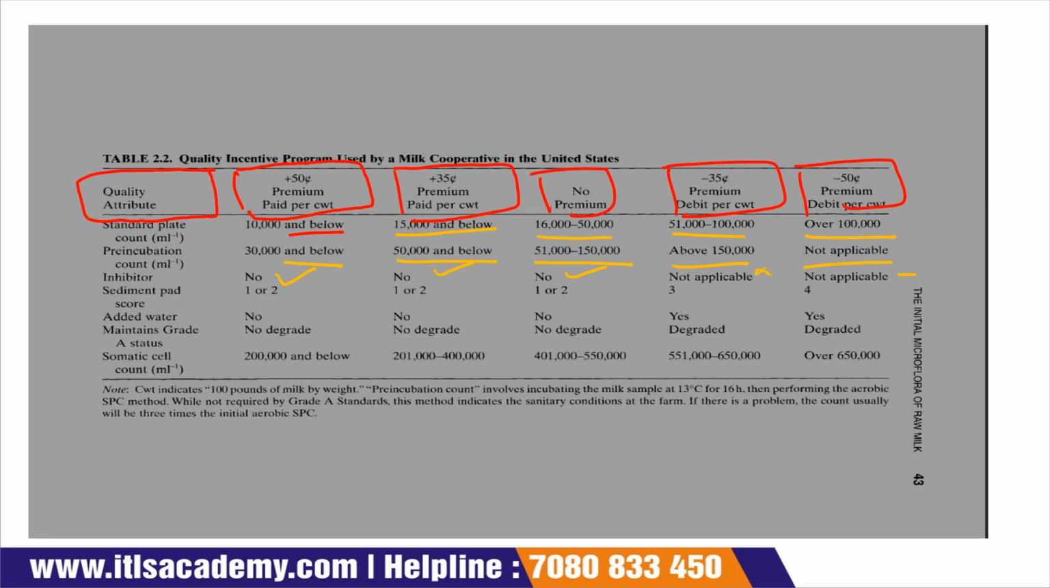Then added water: no. Then somatic cell count: for plus 50 it is 200,000 and below; between 201,000 and 400,000 for plus 35; 500,000 for no premium; and for minus 35 it is 501,000 to 650,000. Okay, so this is the table for this.